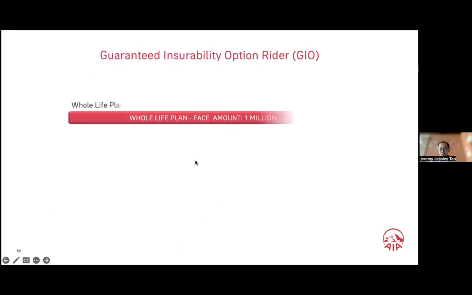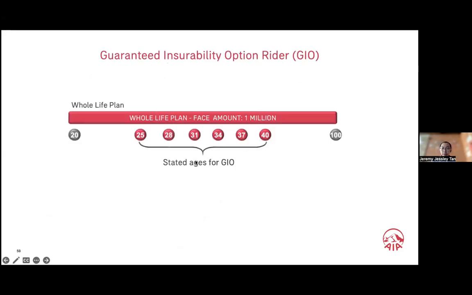So basically, this is how it works. You have a whole life plan, and then in your contract it's written that you attach a GIO rider, or guaranteed insurability option rider. It means that at age 25, 28, 31, 34, 37, 40, you can get the same plan without showing proof of insurability. Meaning, whatever state you are in health-wise, you are insurable. You are insurable. So that's the guaranteed insurability option rider.